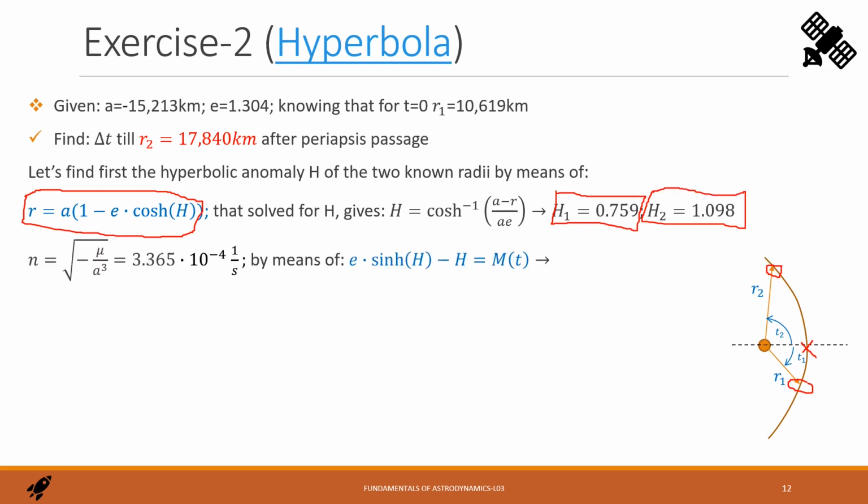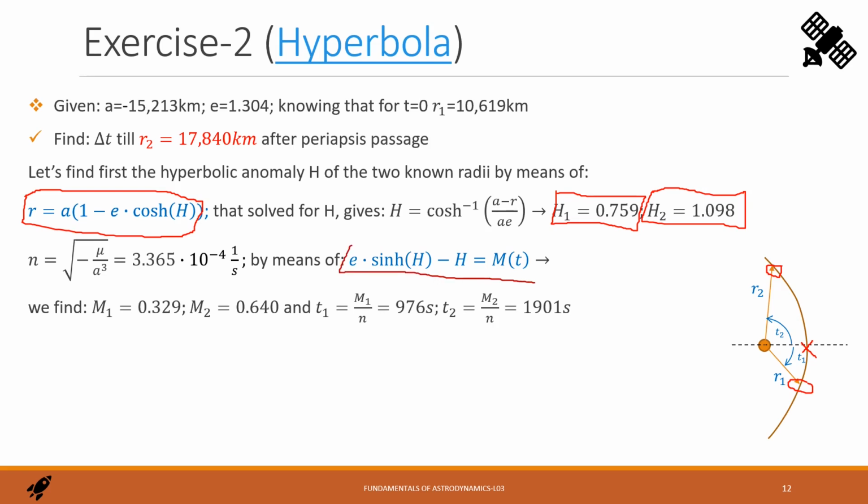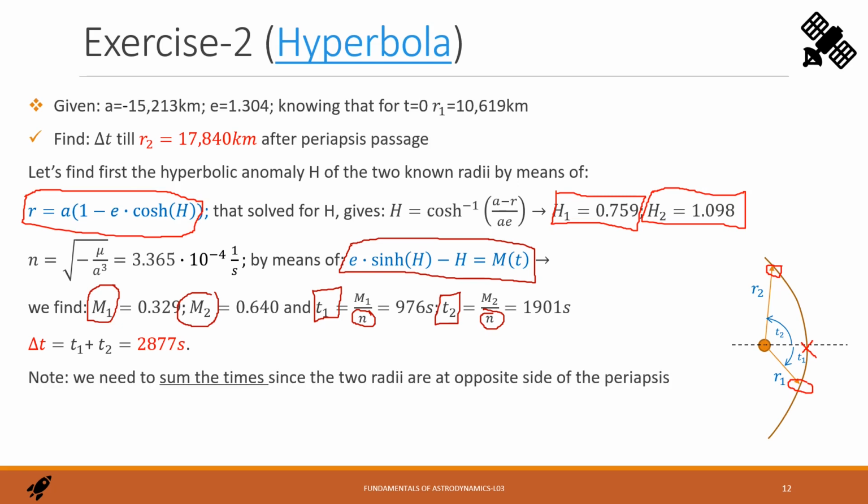Then we calculate the mean motion n, and by using the Kepler equation, where all the remaining data are known, we find the mean anomaly capital M1 and capital M2. By dividing those anomalies by the mean motion, we find eventually the times T1 and T2. They are both positive and they need to be added. The total delta T is 2,877 seconds.